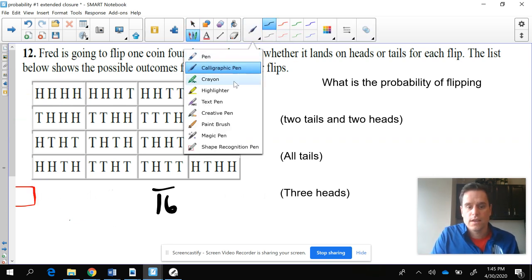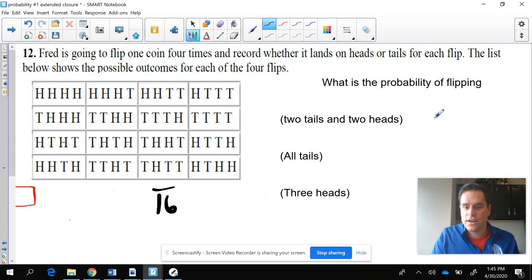What I like to do is I'm going to start with this. I know for every single one of these, I'm going to put out of 16 because I know there's 16 total experiments. He did this 16 times. So I'm going to take out my trusty highlighter and we're going to do each one at a time.